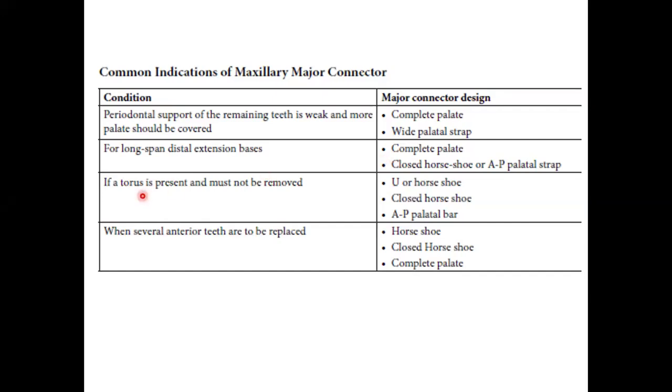If a tori is present, you can go for either a U shaped, that is your horseshoe, or a closed horseshoe if you are able to encompass this tori within the extension of this closed horseshoe, or an anteroposterior palatal strap can be used. When many anterior teeth are missing and have to be replaced, you can go for a complete palate or your horseshoe kind of maxillary major connector.